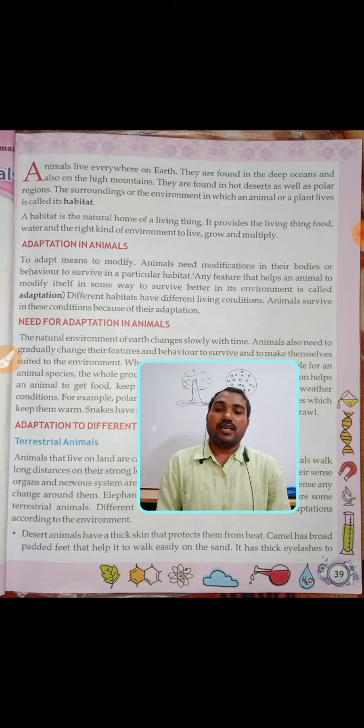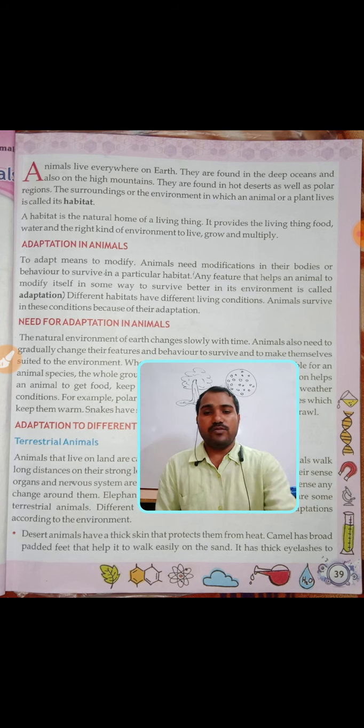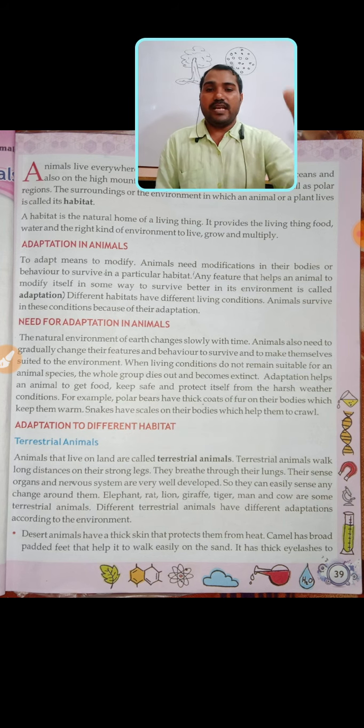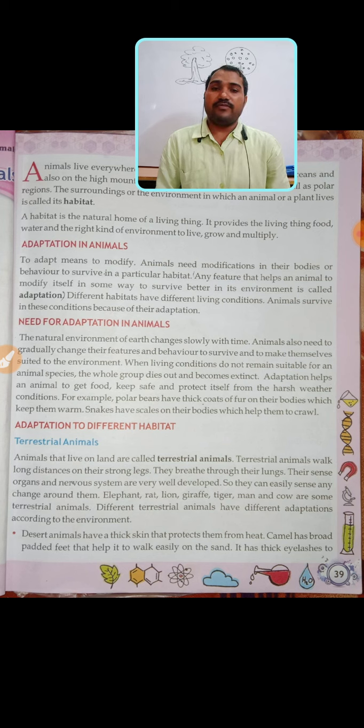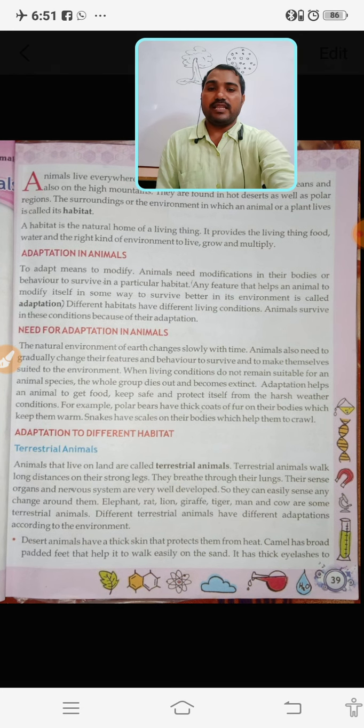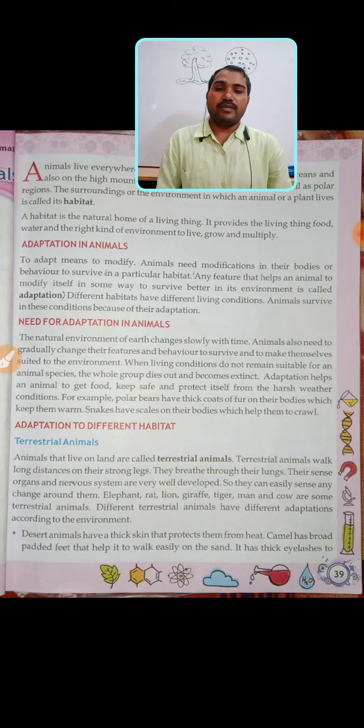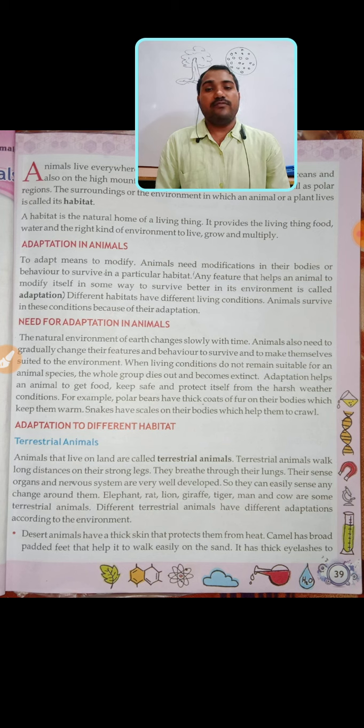Dear students, now we will discuss adaptation. What is meant by adaptation? The word adaptation came from adapt, and adapt means modify. Animals need modification in their bodies or behavior to survive in a particular habitat, that is, environment. If you want to define adaptation, you can say that any feature that helps an animal modify itself in some way to survive better in its environment is called adaptation.